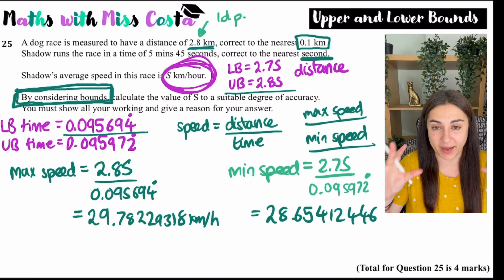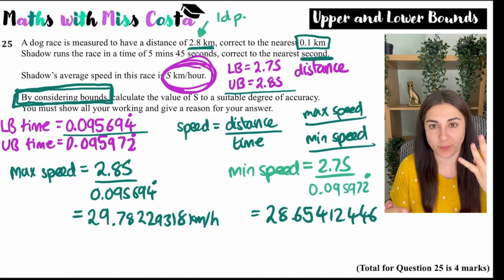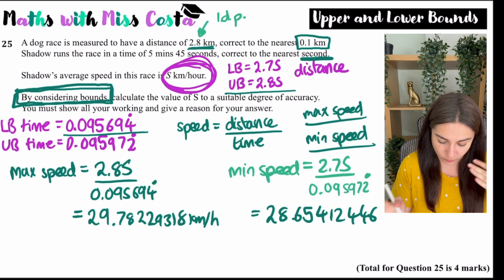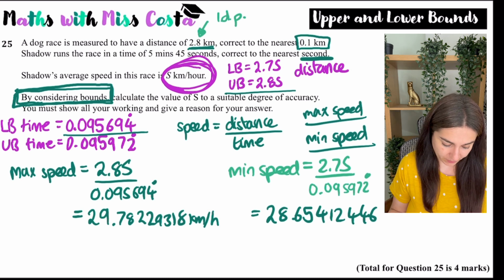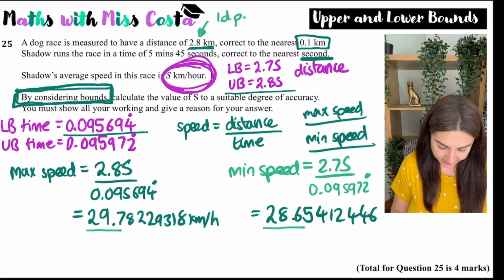But like I said, if bounds is something that you struggle with, just do all 4 options. Just mix them together and then you'll get 4 answers, and then you'll be like, oh, well, to 1 decimal place, they all round to this. So it says by considering bounds, calculate the value of S. So this is the maximum speed. This is the minimum speed. Well, let's see. What do they round nicely to? That's a bit annoying.